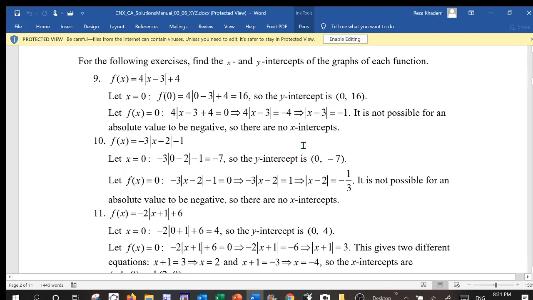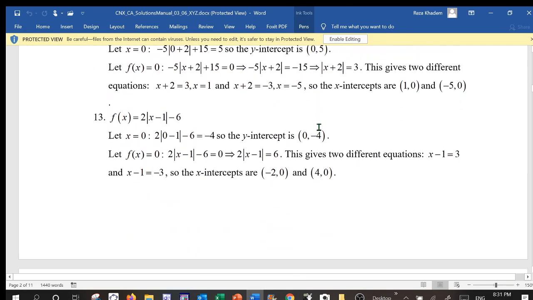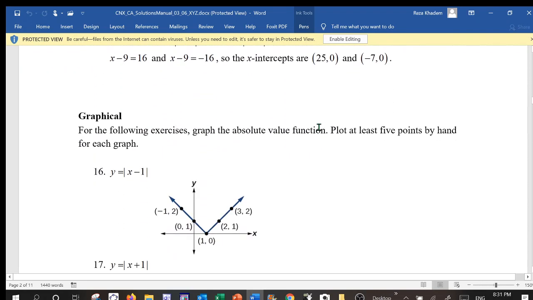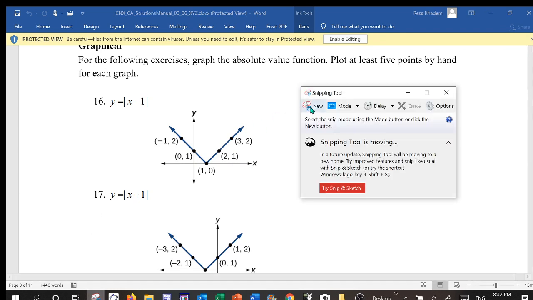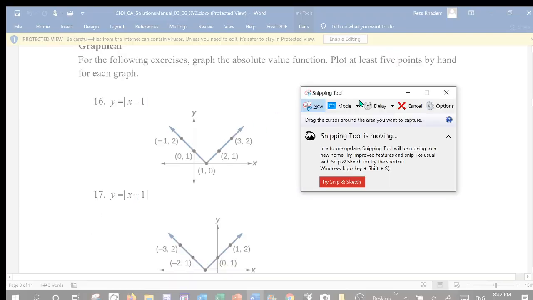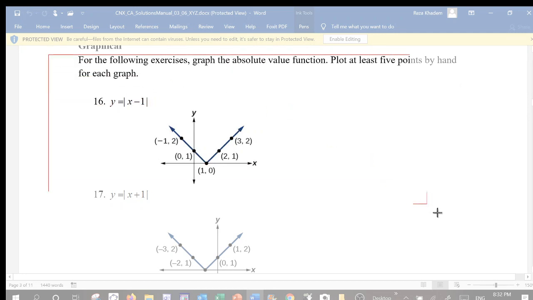So that was number 10. So let's do one more, number 16. It says, for the following, graph the absolute value function, plot at least 5 points by hand. Well, this is easy to graph because we can use transformations, or you can use points. It's up to you, but we're going to use transformations.